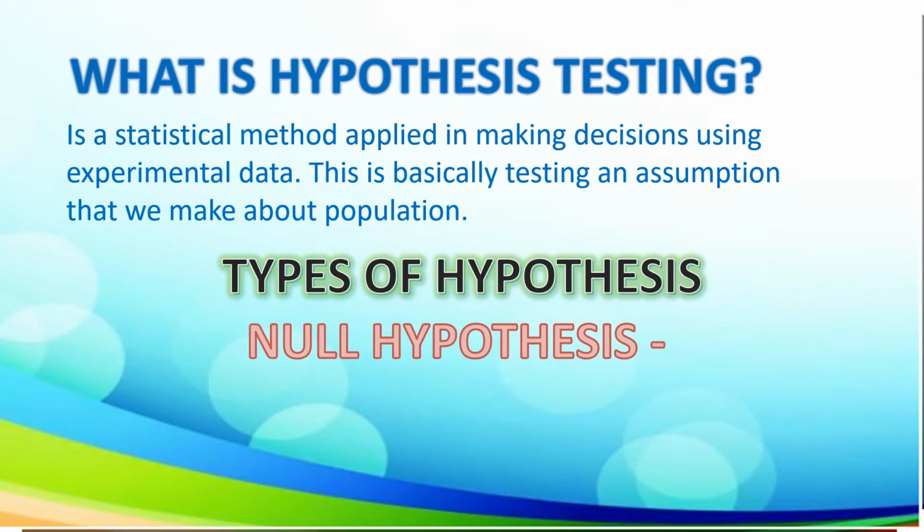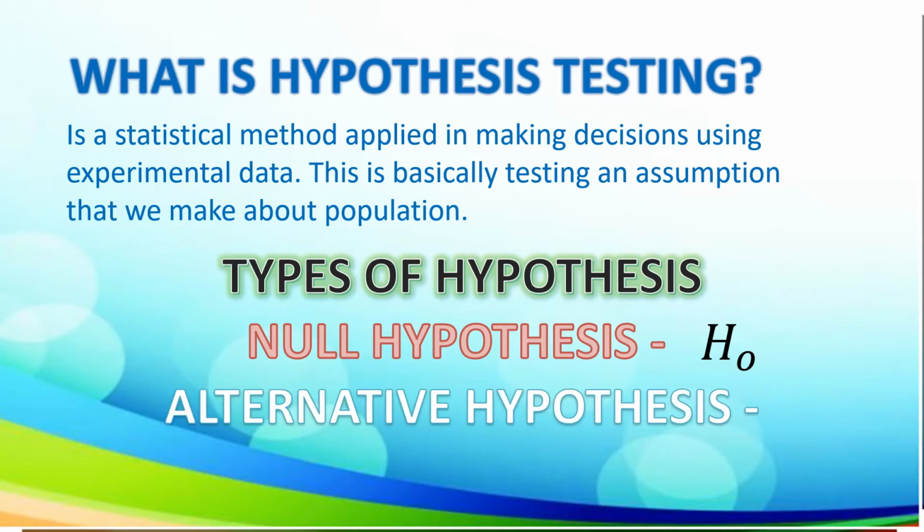It is denoted by H sub 0. The next one is the alternative hypothesis. It is the contrary to the null hypothesis, which shows that observations are the result of a real effect. It is denoted by H sub A.